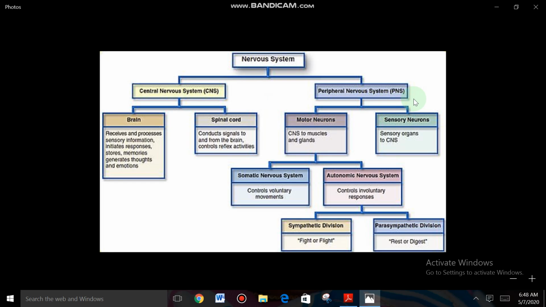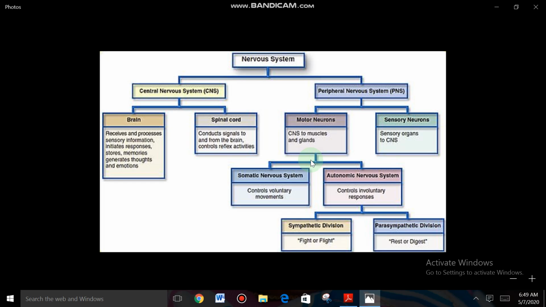And the peripheral nervous system, PNS, has motor neurons and sensory neurons. So the PNS consists of two different types of neurons, motor neurons and sensory neurons, also called efferent and afferent neurons. Motor neurons are also called efferent neurons. Efferent neurons carry nerve impulses from the CNS to muscles and glands. Sensory neurons are also called afferent neurons. They receive the stimulus, and those nerve impulses pass from sensory organs to the CNS.